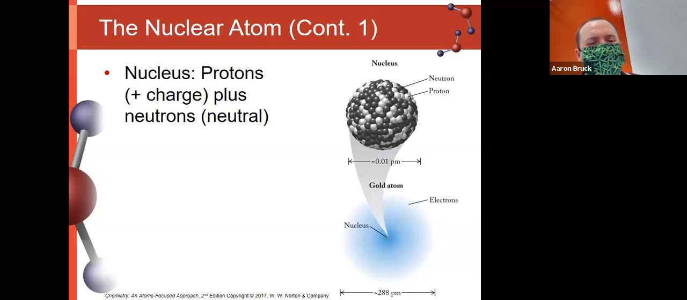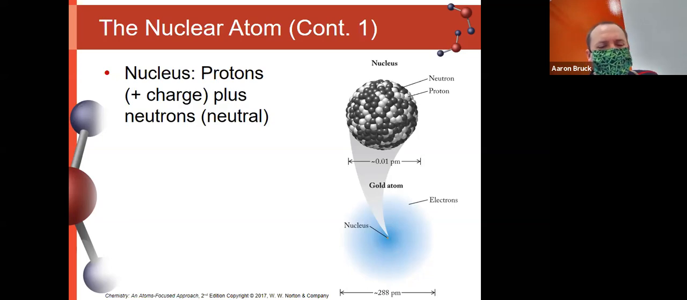Inside of that nucleus, the nuclear size for an atom of gold is 1/100th of a picometer. That would be about 10 femtometers. So again, I said that we were going to mention those terms very sparingly. This is one of the applications where we would mention pico and femto because of the size.